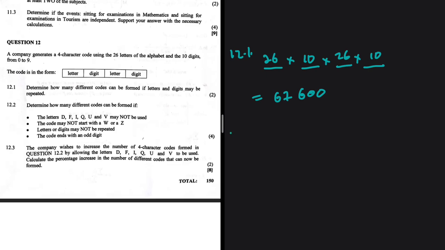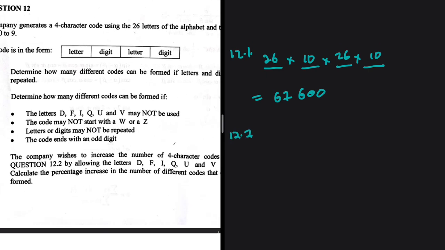Let's take a look at 12.2. Looks like we have some conditions here. Determine how many different codes can be formed if the letters D, F, I, Q, U, and V may not be used. So of the 26 letters, how many are we subtracting? 1, 2, 3, 4, 5, 6. So we are subtracting 6 letters, and now we only have 20 letters, right?